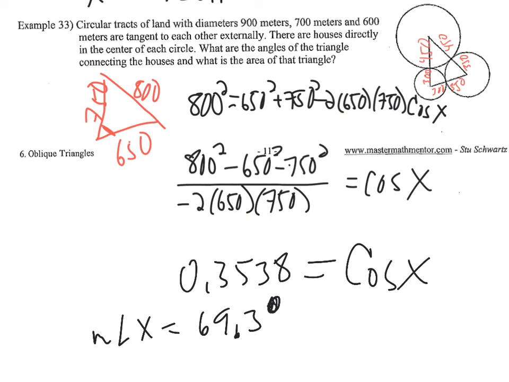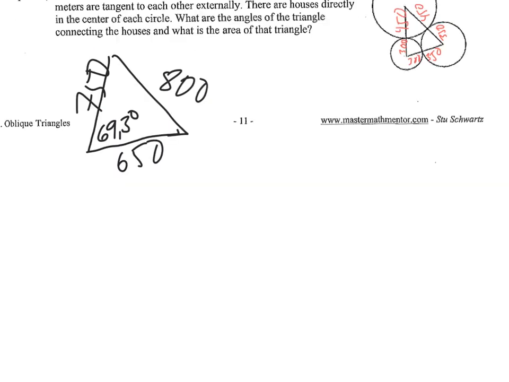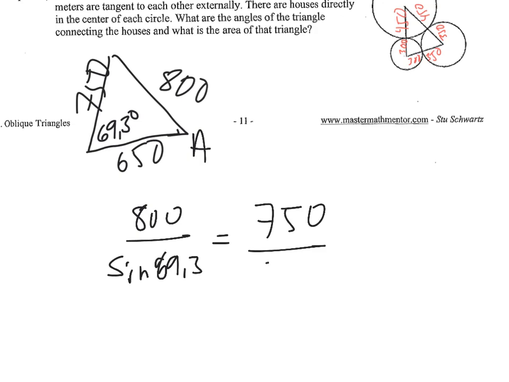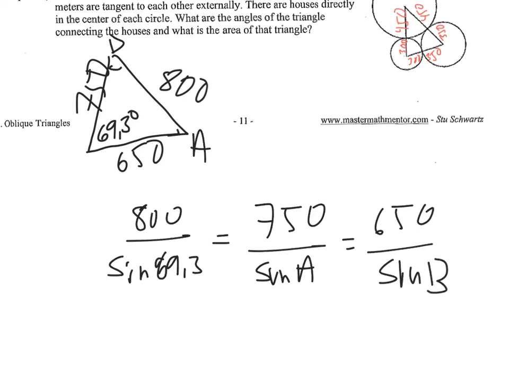So what does that do for us now? Well, since I know that this angle is 69.3 degrees now, I have an angle side pair, and I can use the law of sines now. I've only got to use this law of cosines thing once. And I can find either one of these angles. And then once I find that second angle, I can just subtract it from 180. So like I said, the law of sines, I can say 800 over the sine of 69.3 equals, I don't know, 750 over the sine of A. And if I wanted to, I could even say 650 over the sine of B, though I don't need to use the law of sines for that.